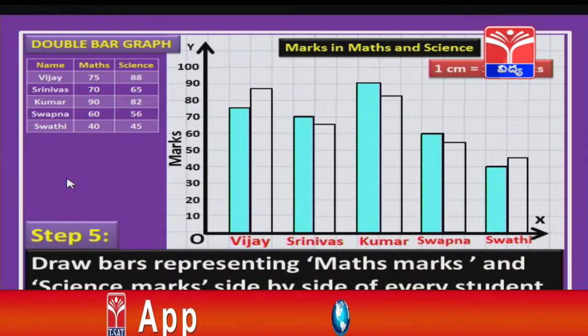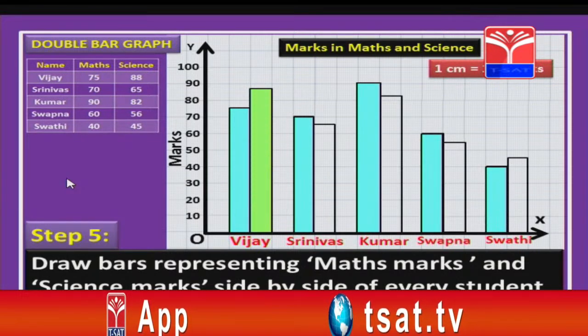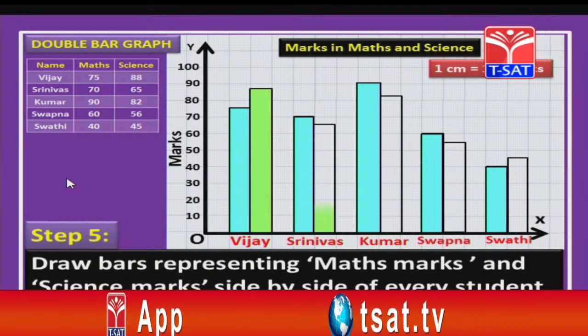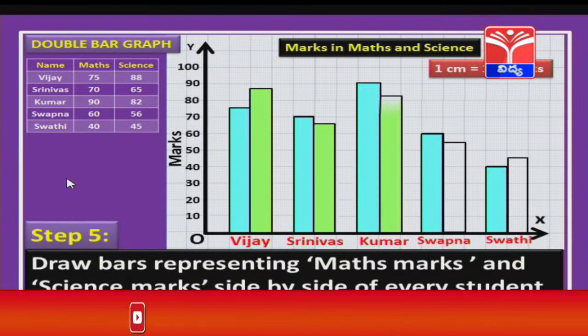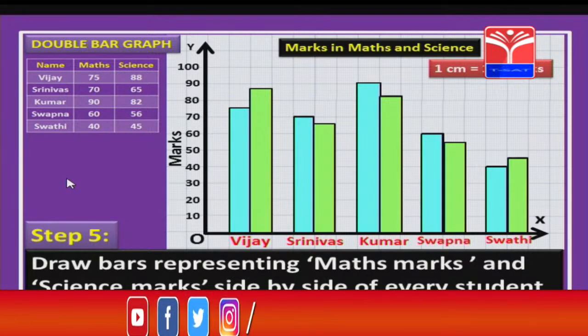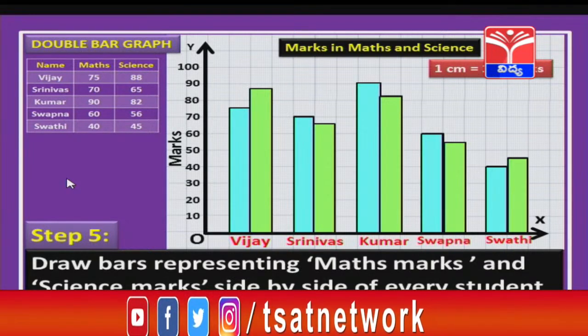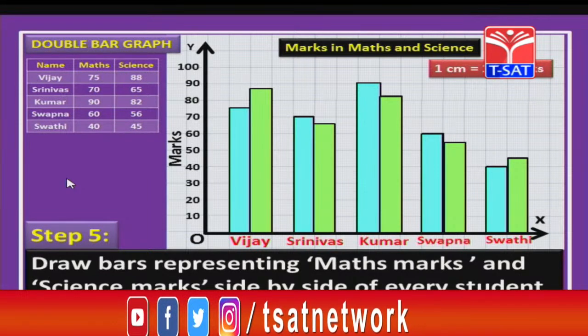Okay, children. Then for science, I am marking green. So, for science, for every student it should be green only. Now, at the end there is one more important thing. Now, out of blue and green, which is maths and which is science, children?